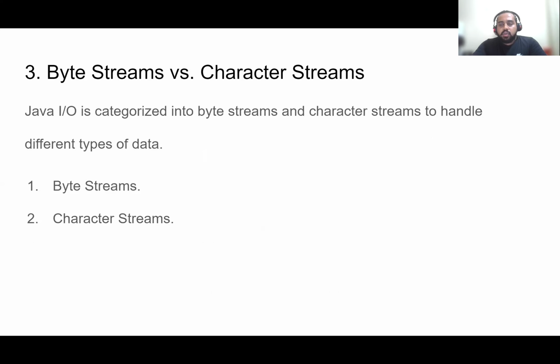I already told you what type of data is transferred through streams. Based on that, we have two types: byte stream and character stream. Java IO is categorized into byte streams and character streams to handle different types of data. Byte stream means all data which can be represented in bit format, like ones and zeros, whereas character streams mean text format, generally the text type of data.